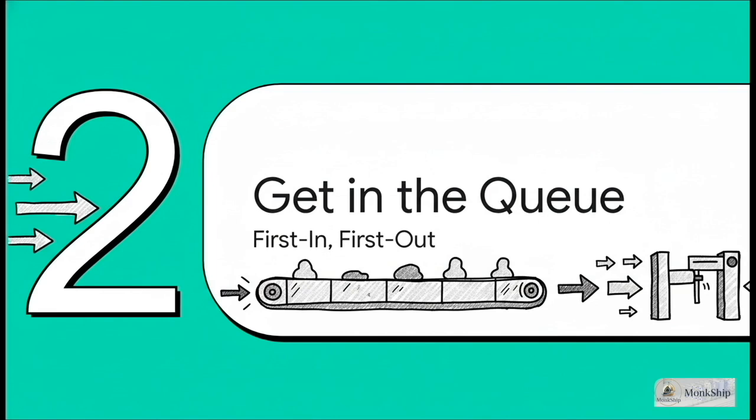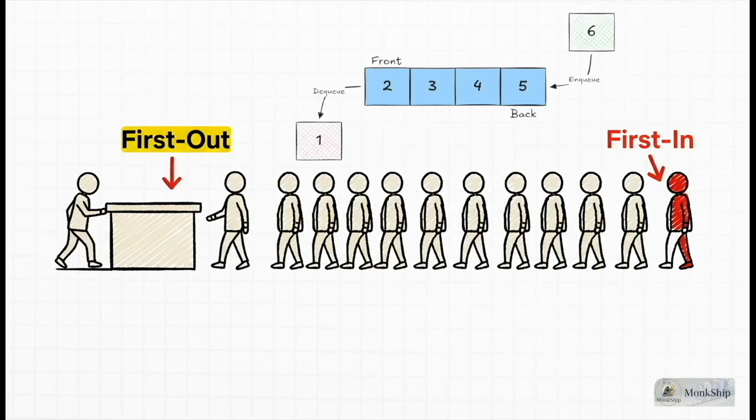Now, if the stack's whole deal was last in, first out, the queue is its polar opposite. Its rule is first in, first out. And the analogy here is something you do like every day. Just picture people waiting in line, a queue, for coffee. The first person to get there is the first person who gets their latte. It's fair, it's orderly, and that is exactly how a queue data structure works.